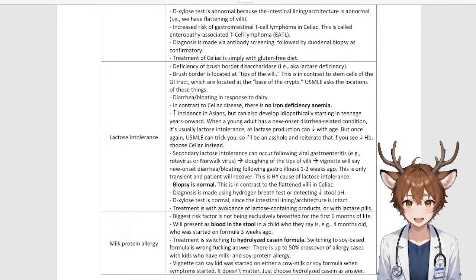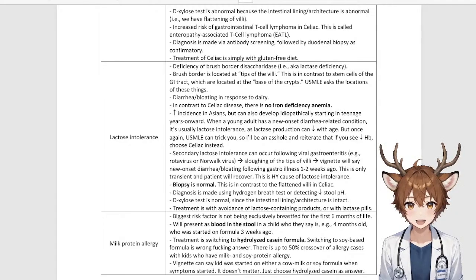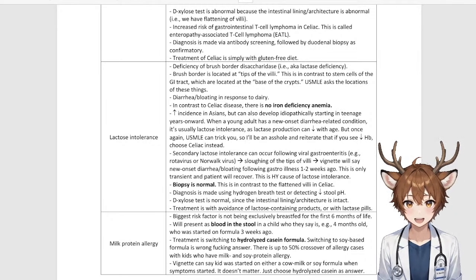D-xylose test is normal since the intestinal lining and architecture is intact. Treatment is avoidance of lactose-containing products or lactase pills.